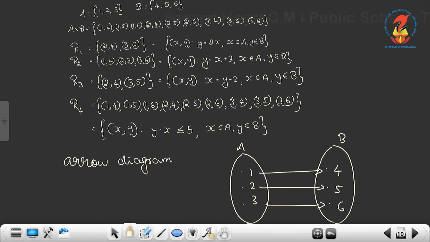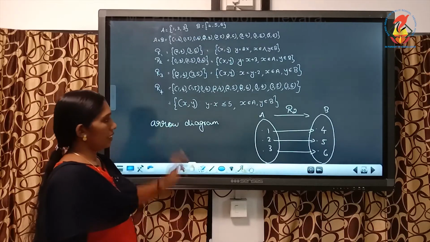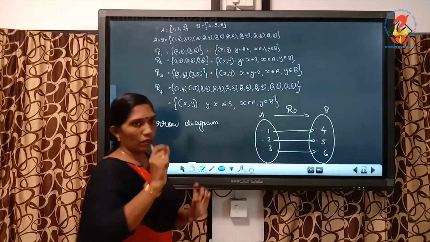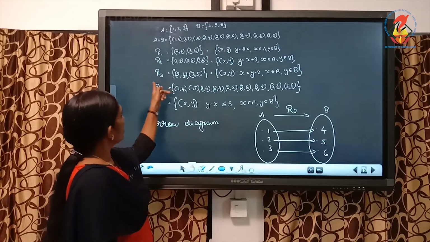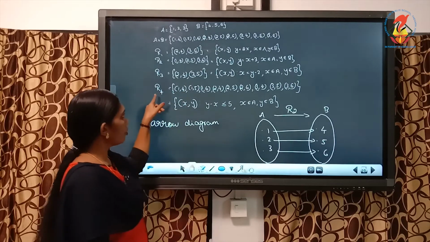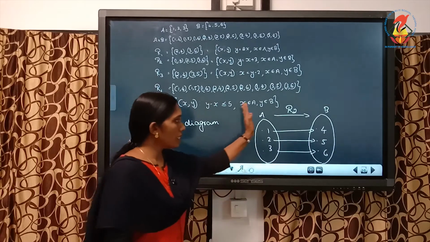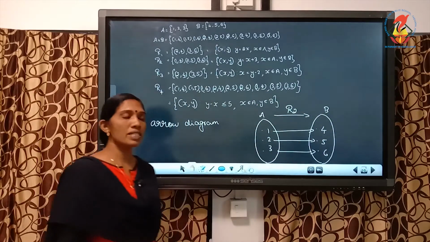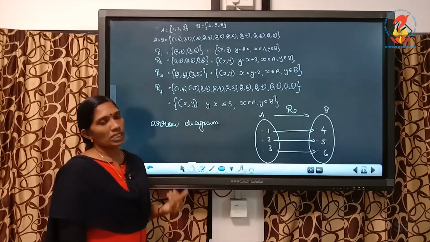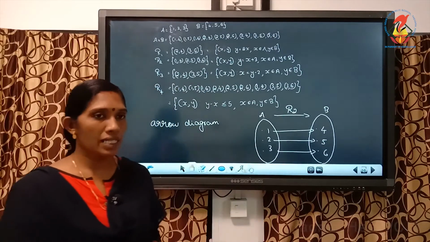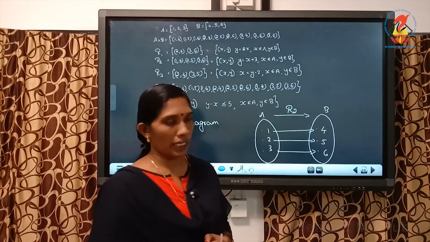This is a relation. Which relation? The relation R2. Similarly, I can represent R1. So, R1 means 2 to 4 and 3 to 6. Only 2 arrows are there. Like that, R3 also has 2 arrows, and for R4 there are 9 arrows that you have to draw. So, this visual representation is known as arrow diagram method. So, relation we can represent in 3 different ways: one is roster form, the other one is set builder form, and the third one is arrow diagram.